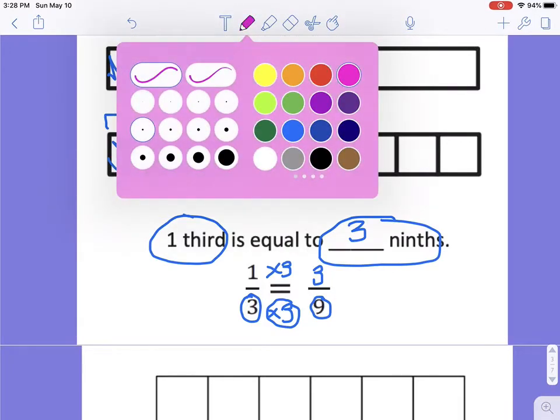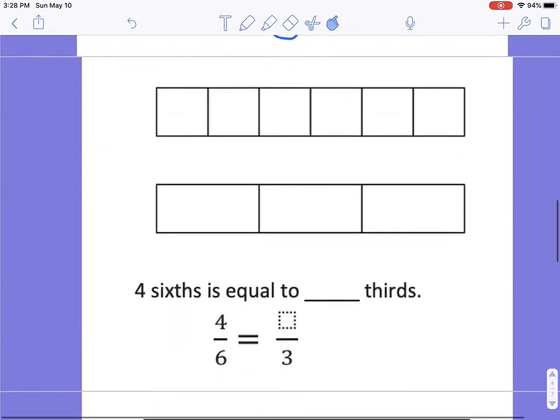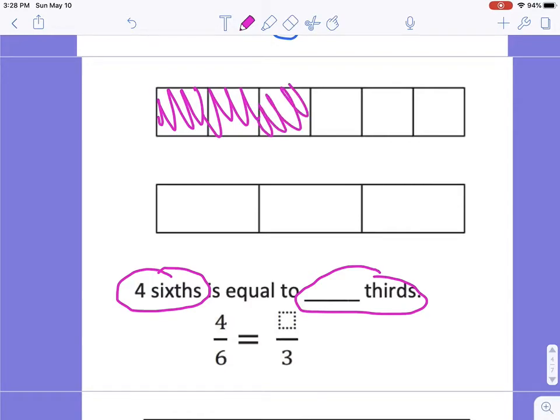I'm going to change my color. Okay, moving on to this one. So now I'm given a bigger amount. 4/6 is equal to or equivalent to how many thirds? Well, first I have to shade in those 6. I need to shade in 4 of them. 1, 2, 3, 4. 4/6. And I have to look at the bottom. How many thirds fill up the same amount of space?